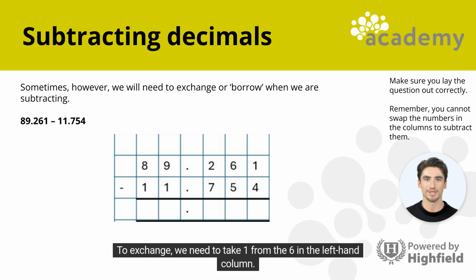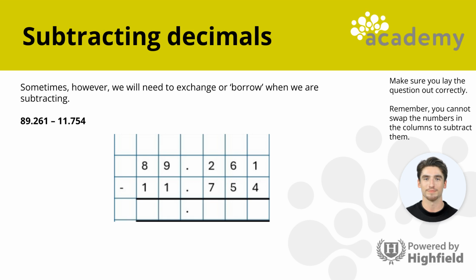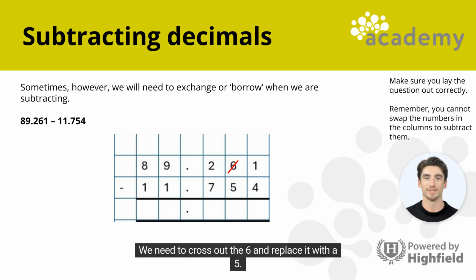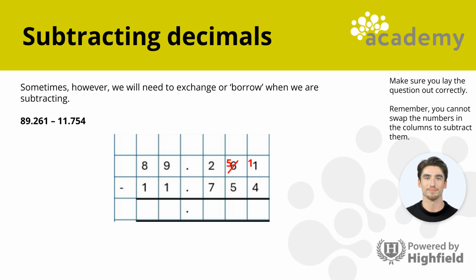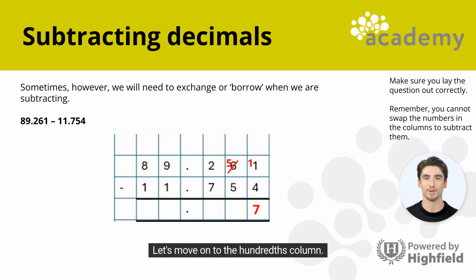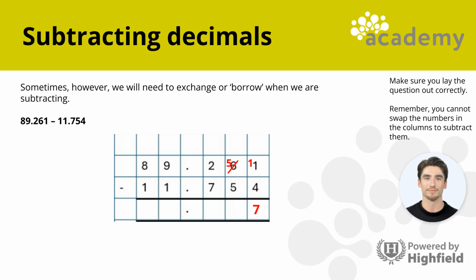To exchange, we need to take 1 from the 6 in the left-hand column. We need to cross out the 6 and replace it with a 5. 11 minus 4 equals 7. Let's move on to the hundredths column. The 6 is now a 5. 5 minus 5 equals 0. We don't need to exchange here.